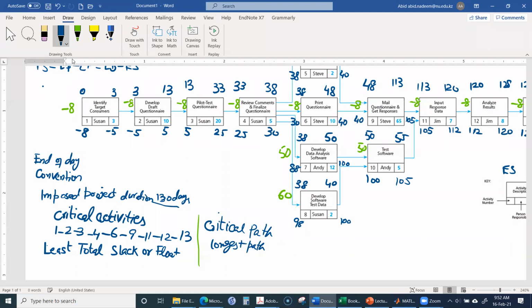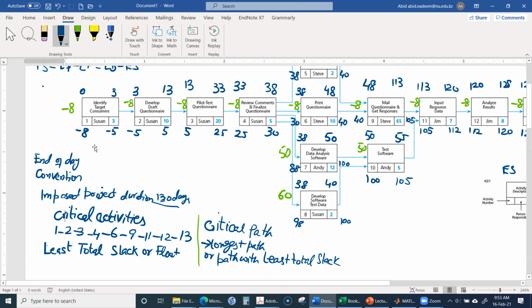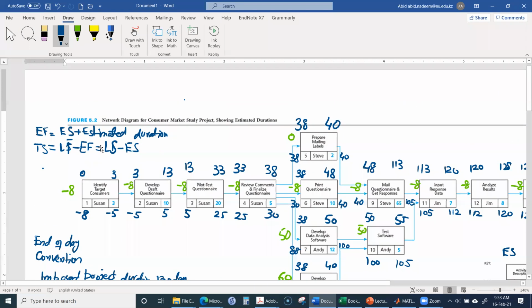Or in other words, you can also calculate the activities with the least slack. So the critical path means the longest path. This is one way of saying it, or the path with the least total slack or total float. Slack or float are both the same thing. So this was the concept of total slack.